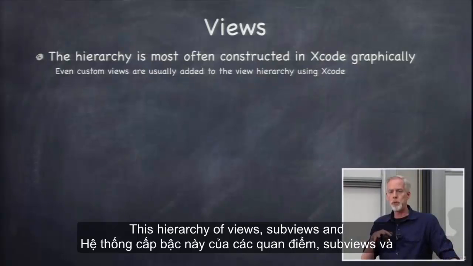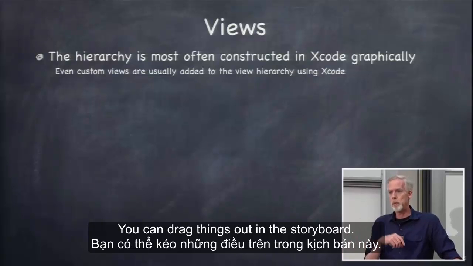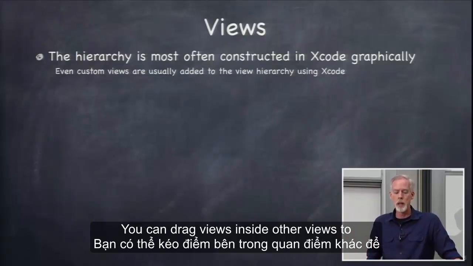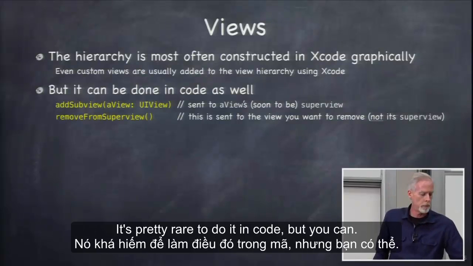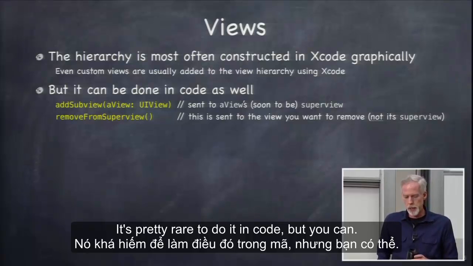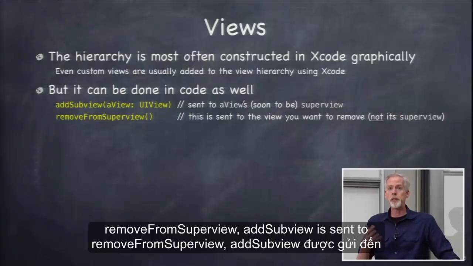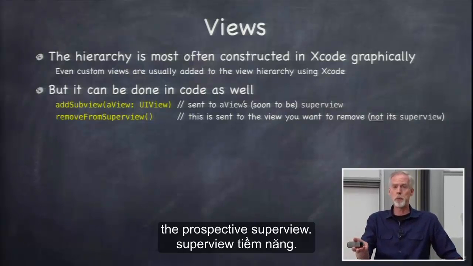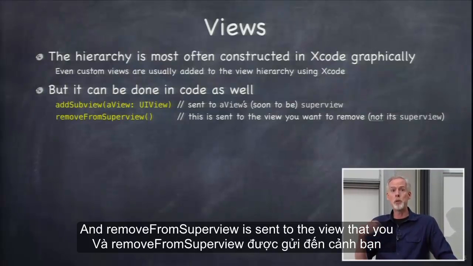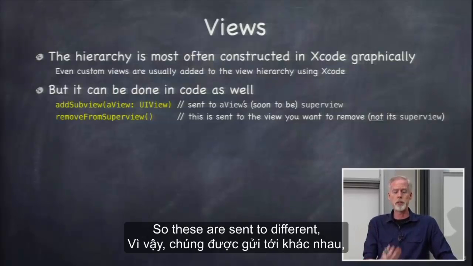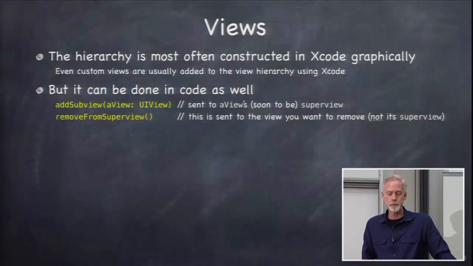This hierarchy of views, subviews, and superviews is created usually graphically. You drag things out in your storyboard, and you can drag views inside other views to create your hierarchy. But you can do it in code as well. It's pretty rare to do it in code, but you can. There's two methods here, addSubview and removeFromSuperview. addSubview is sent to the prospective superview, in other words, to the place you want to add this view into. And removeFromSuperview is sent to the view that you want to remove. So these are sent to different people, okay? removeFromSuperview means remove yourself from your superview.